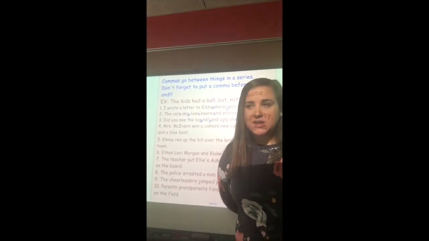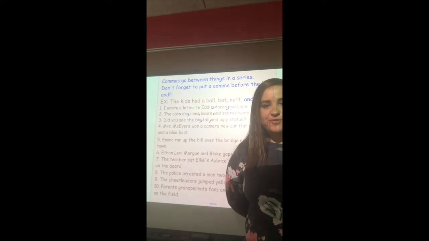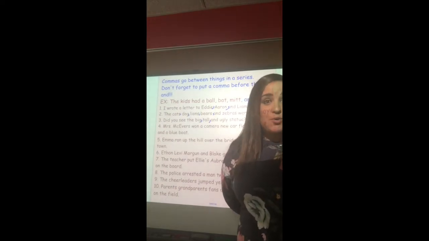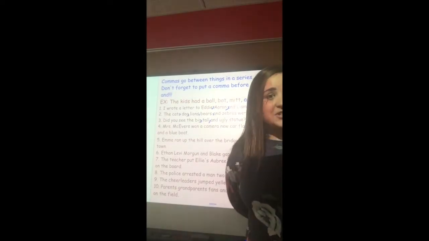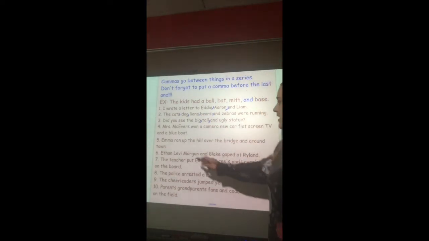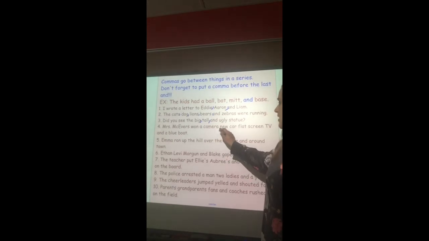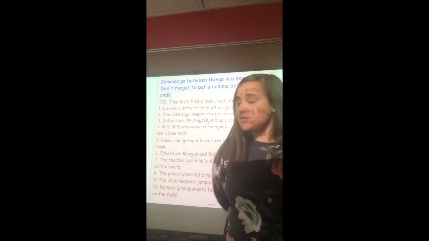Okay, it's kind of a little hint in there to pause. Mrs. McEvers won a camera, new car, flat screen TV, and a blue boat. I know we did this one before and we thought that was kind of funny, but how important it is to use commas. Mrs. McEvers won a camera, new car, flat screen TV, and a blue boat. She did not win a camera, new car that has a flat screen. No, we have different items here. Mrs. McEvers won a camera, comma, new car, comma, flat screen TV, comma, and a blue boat.